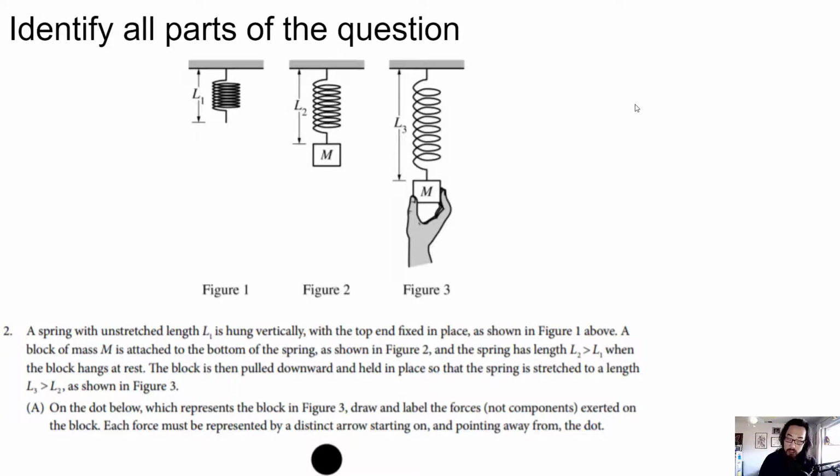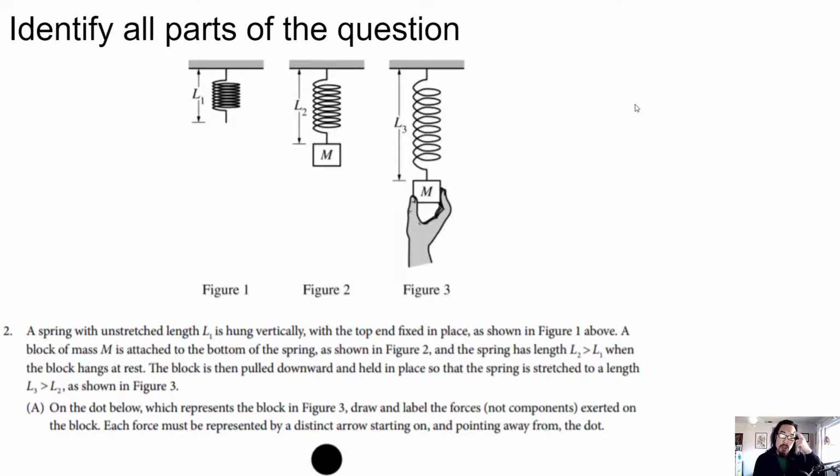Each force exerted on the block, once again, they're giving clues. There's more than one force involved, and each must be represented by a distinct arrow starting on and pointing away from the dot. Now, I'm not going to answer this, but I want to go into the answer key to show you exactly what we did. We tried to figure out the answer key before actually answering the question.